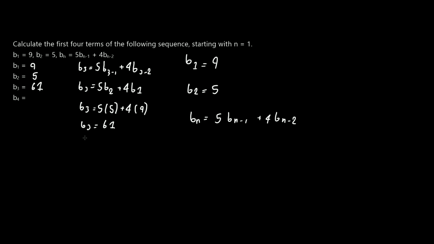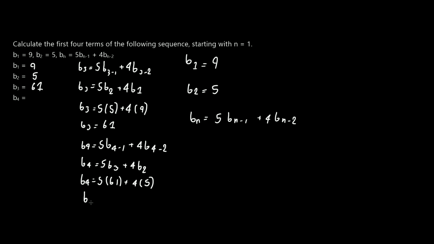And then for b sub 4, we will do the exact same thing. So b sub 4 will equal 5 b n minus 1, n is 4, so we're going to have 4 minus 1, and then plus 4 b 4 minus 2. So b sub 4 will equal 5 multiplied by b sub 3 plus 4 multiplied by b sub 2. And once again, notice how we do currently have b sub 3 and b sub 2. b sub 3 is 61 and b sub 2 is 5. So all we have to do again is replace the numbers with the terms. So b sub 4 will equal 5 multiplied by b sub 3, which is 61, plus 4 multiplied by b sub 2, which is 5. So b sub 4 will end up being 325. And those are your answers for this question.